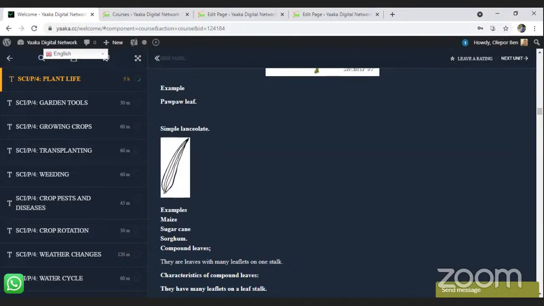Teacher, how do you pronounce this, like simple lanceolate? It's just lanceolate. Lanceolate, simple lanceolate. Simple lanceolate.